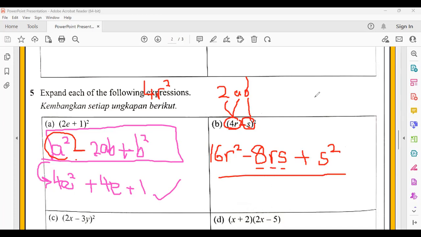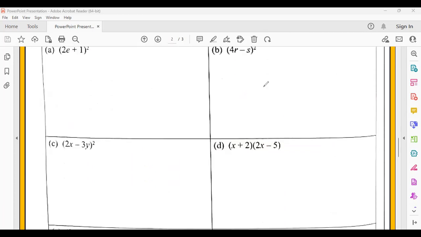Where did I see the 2? You wrote 24r squared, Durgashini, plus 8rs. But don't forget the s squared at the back. Okay, guys, it doesn't go in in one lesson. It takes a couple of times you do it, then only it goes in.